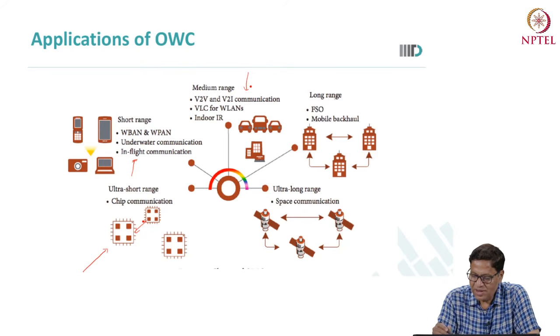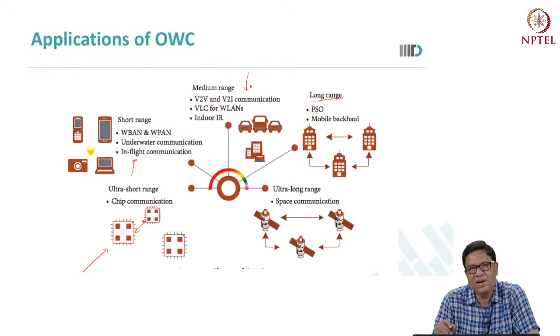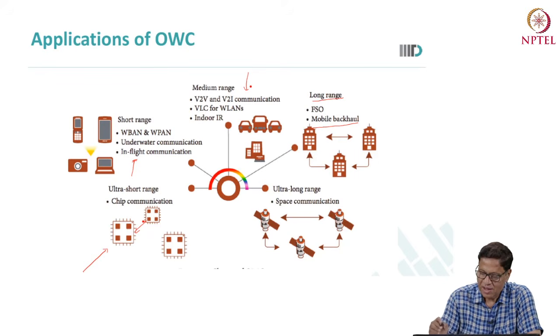Now in the long range, one can use free space optics if you want to cover a distance of, for example, 3 or 4 kilometers using 1 gigabit per second link, and you don't want to install any cable, then one can use this free space optics. So this comes under the category of long range, or mobile backhaul. These are some of the applications of long range. The typical distance is of the order of few kilometers.